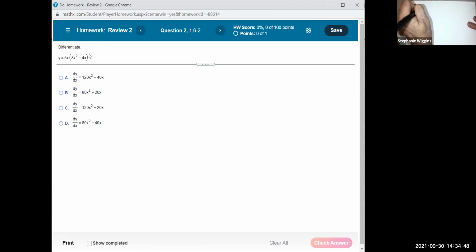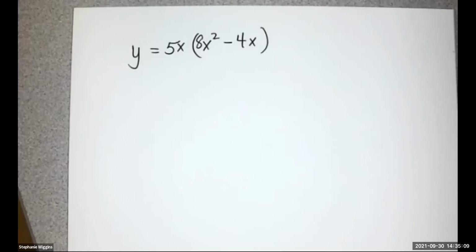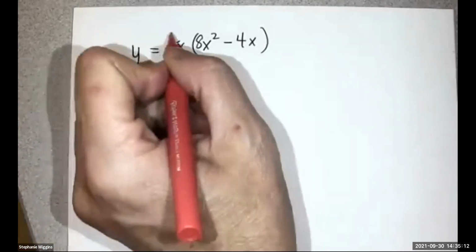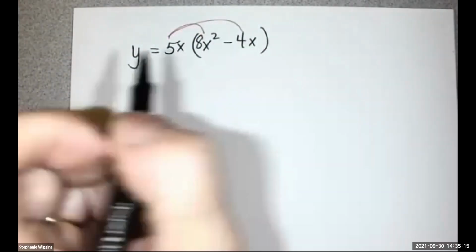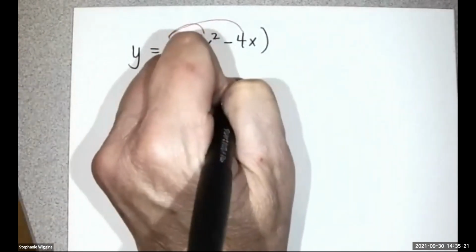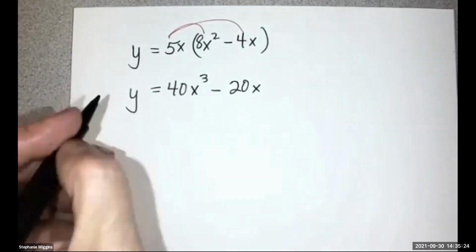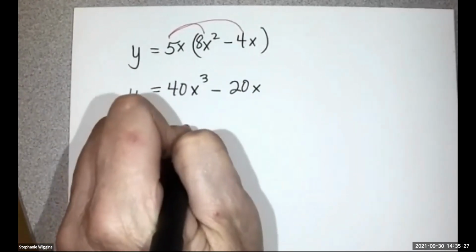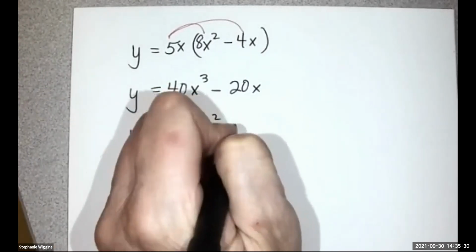So we have here y equals 5x times (8x squared minus 4x). You can see we have a product of two functions, but because this is just one term, it might just be easier to go ahead and distribute that. So you could just multiply 5x and you get y equals 40x cubed minus 20x squared. And then you can apply the power rule when you take the derivative. And so we get 120x squared minus 40x.